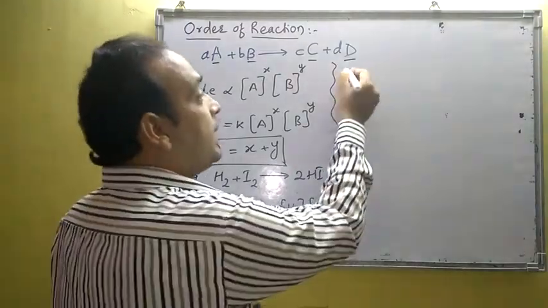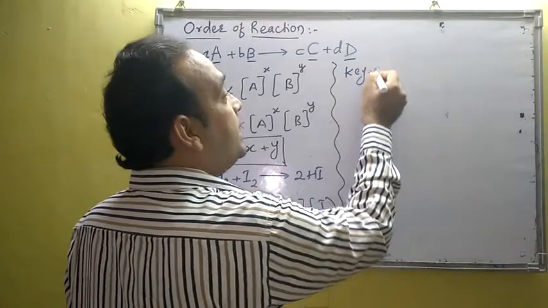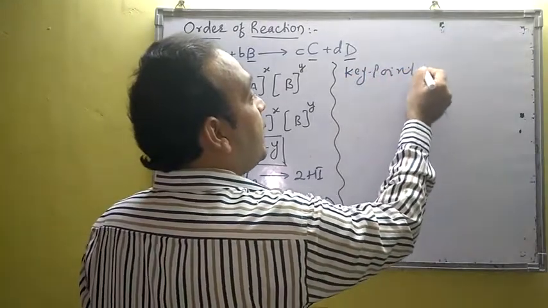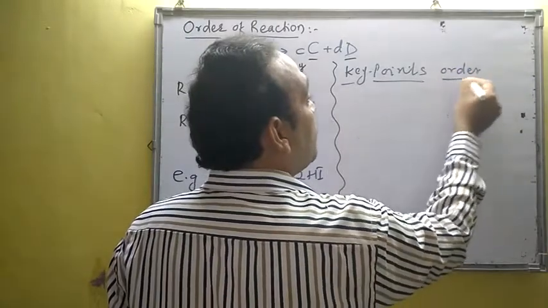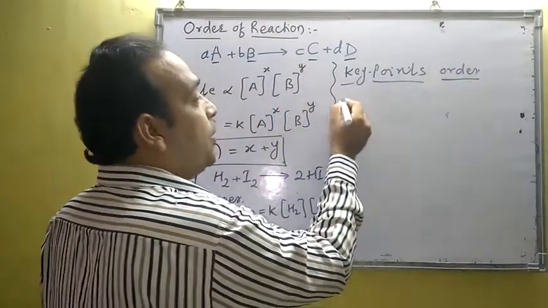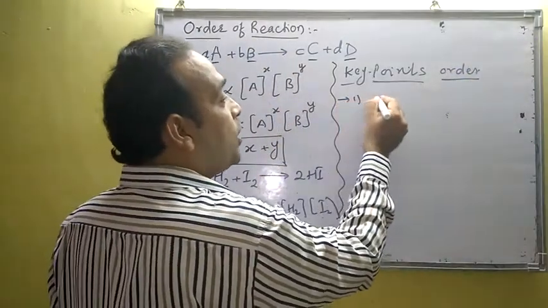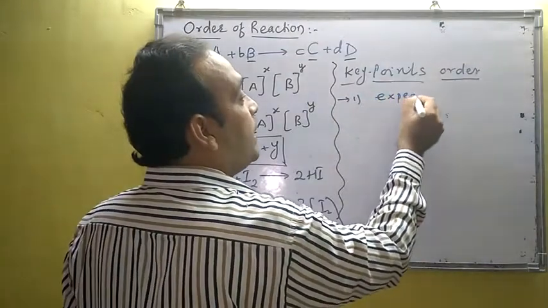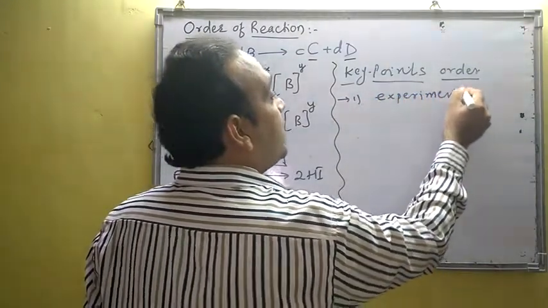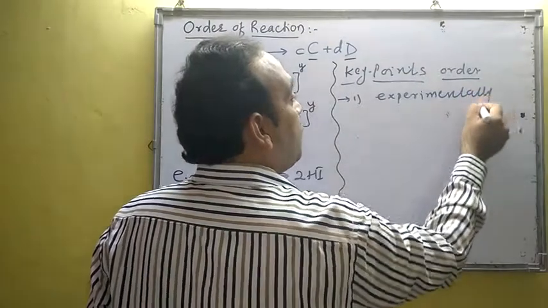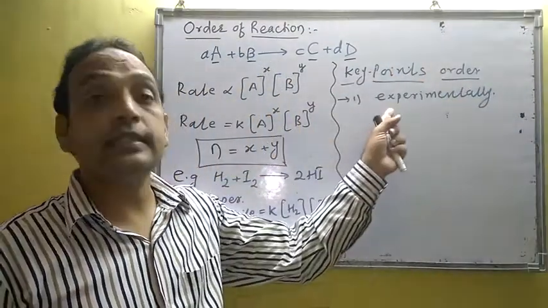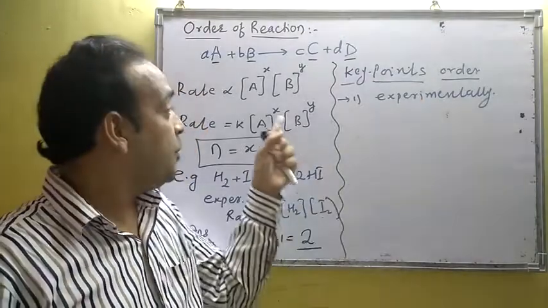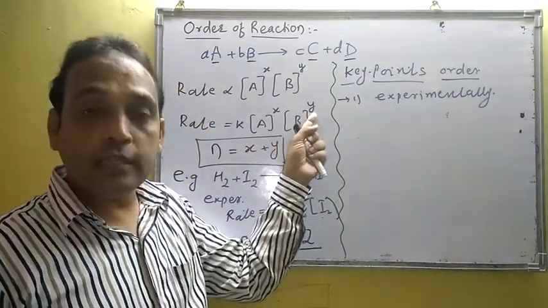Now, some characteristics or key points are given related to order of reaction. Key points of order of reaction. Very first point: order of reaction is calculated experimentally. First characteristic, first key point of order of reaction क्या आएगा? Order of reaction is calculated experimentally, because the sum of these powers is called as order of reaction.